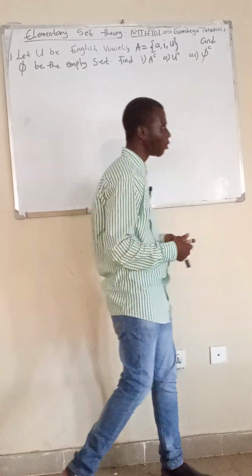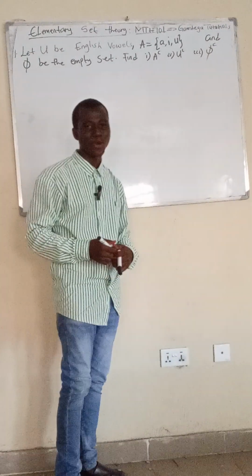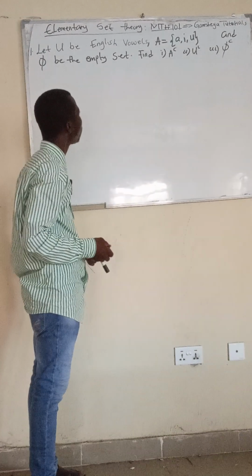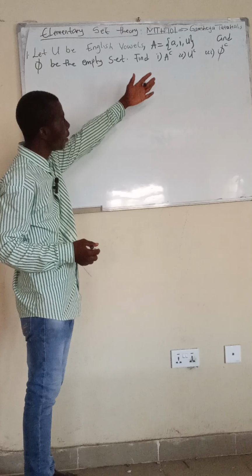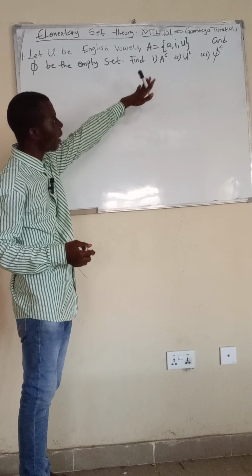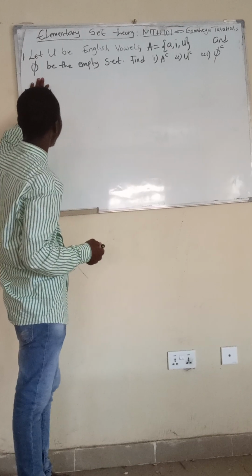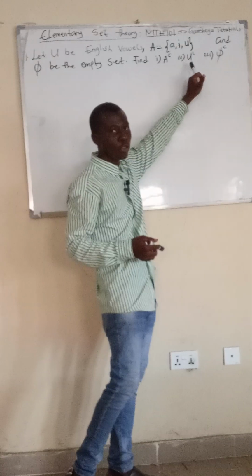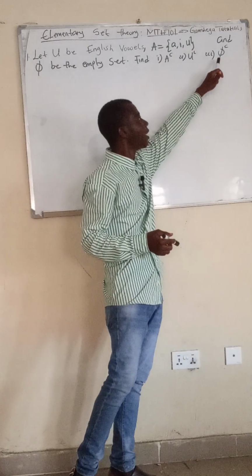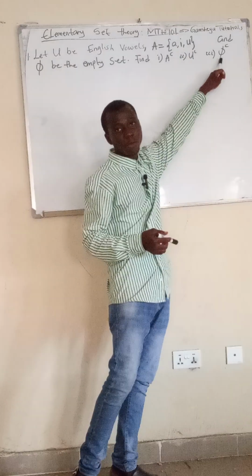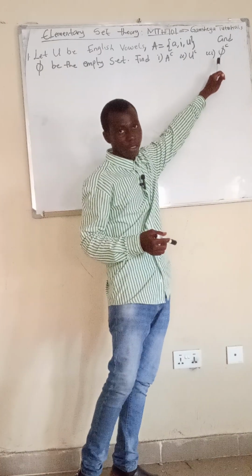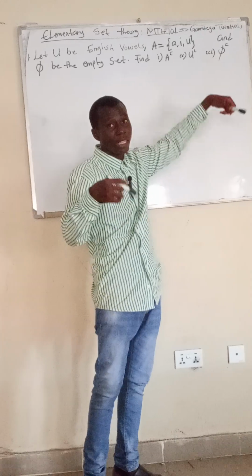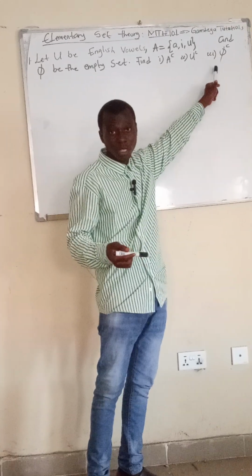Now let's quickly dive into this question that we have on the board here. Look at the set. Let U be English vowels, set A is equal to {A, I, U}, and phi be the empty set. They say we should find A complement, U complement, and phi complement. Even though phi is put here as an empty set, we know it is an empty set or a null set, but I would prefer to call it phi.